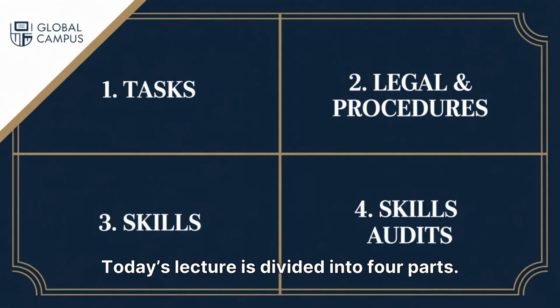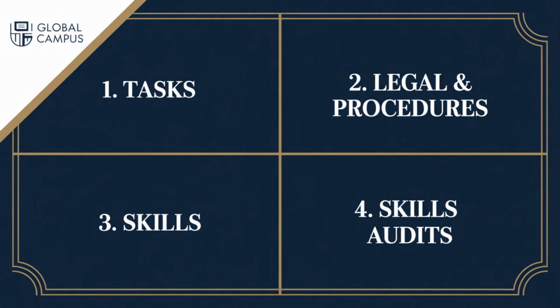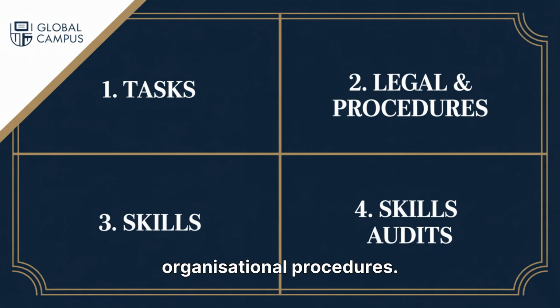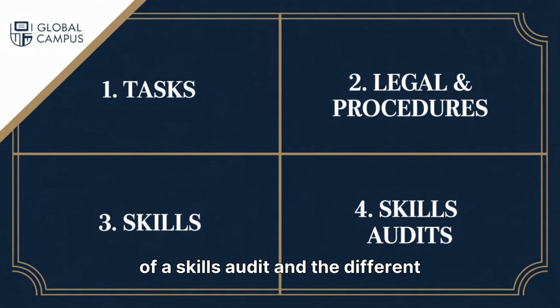Today's lecture is divided into 4 parts. First, we will examine the tasks that need to be completed by an event organizer. Second, we will consider legal requirements and organizational procedures. Third, we will look at the main skills needed to be effective in this role. And finally, we will explore the meaning of a skills audit and the different formats used to carry it out.